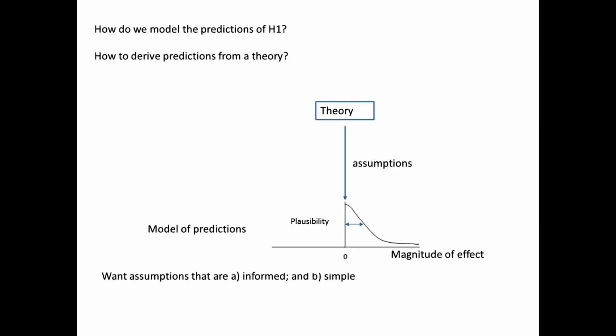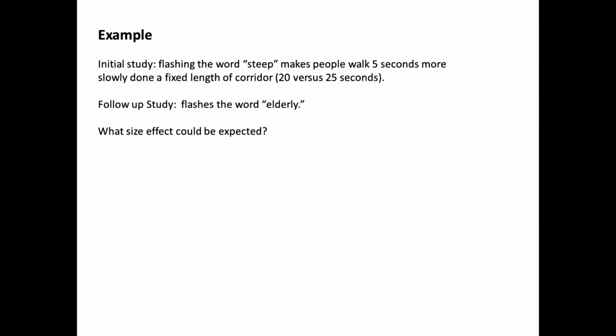So what I said was, in modeling the predictions of H1, we wanted to use assumptions that are informed and simple. And if you remember this example, we have some study that's relevantly similar to a further study, might be the best example you can find. So you use that to specify a scale of effect, without being committed at all that this is exactly the right amount. You're just saying this is the right sort of scale of effect. It's 5 seconds, it's not 50 seconds or something else.